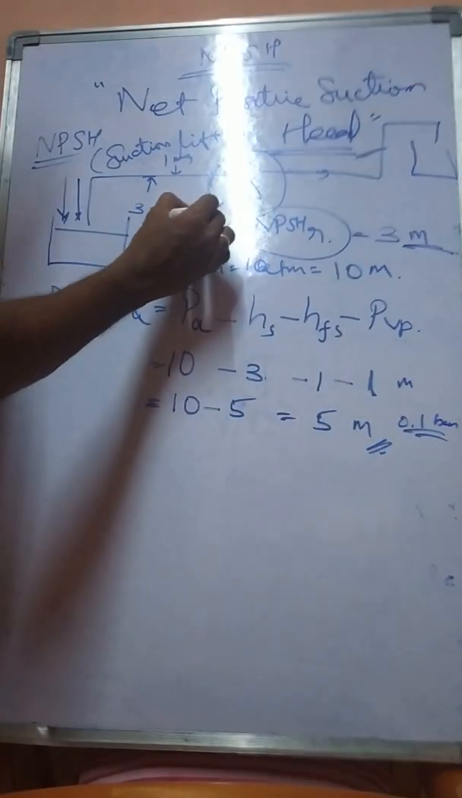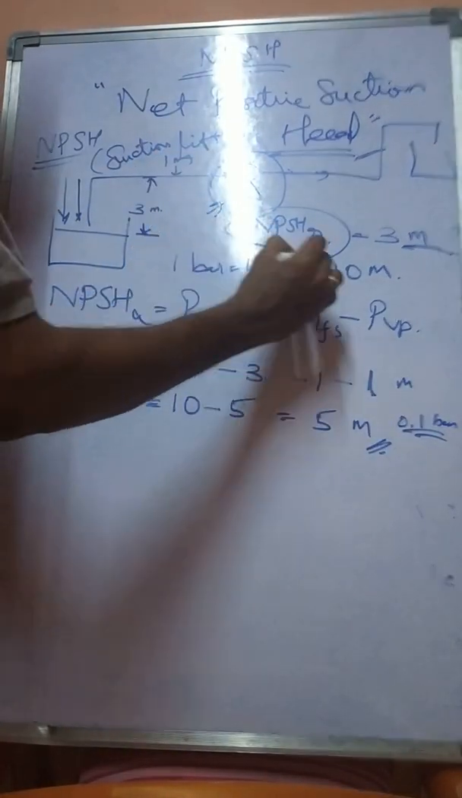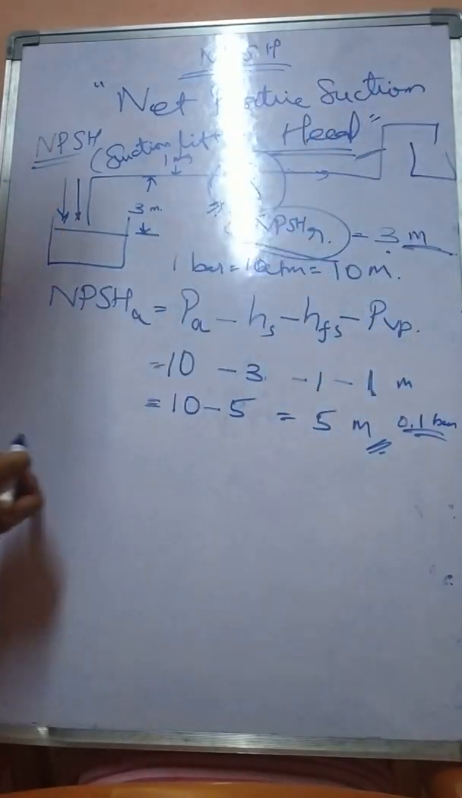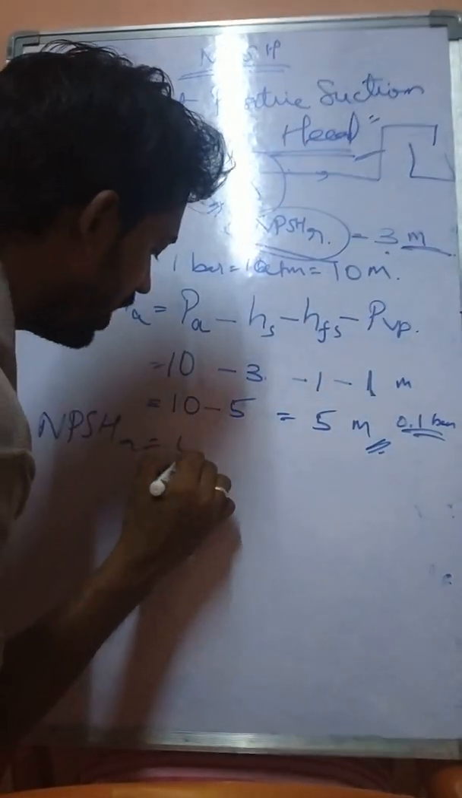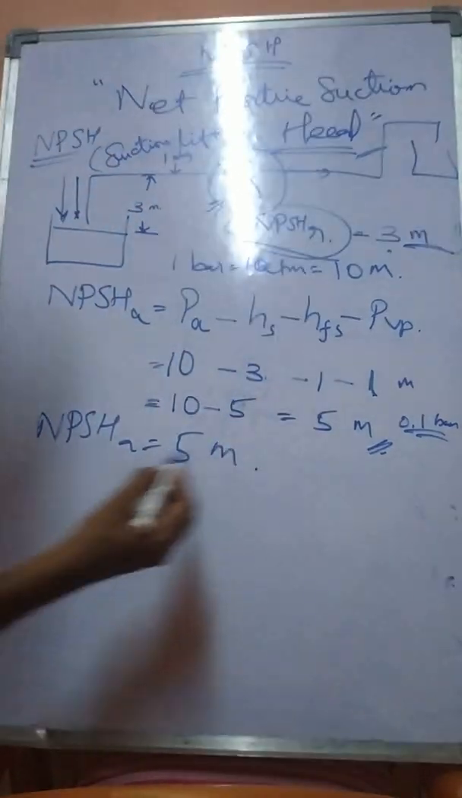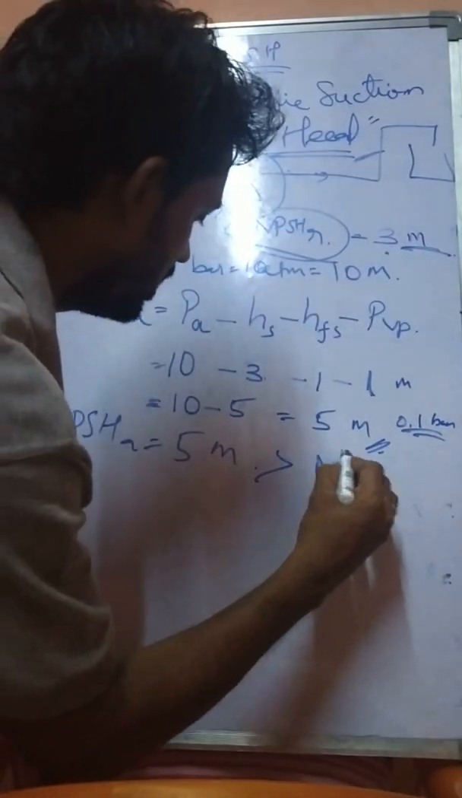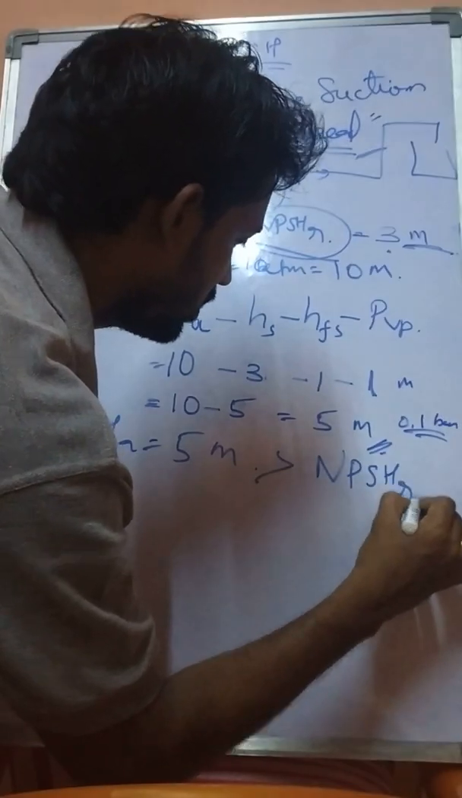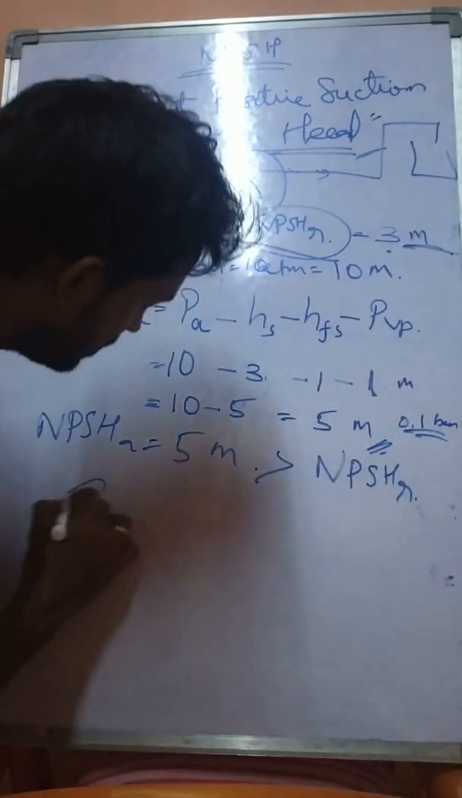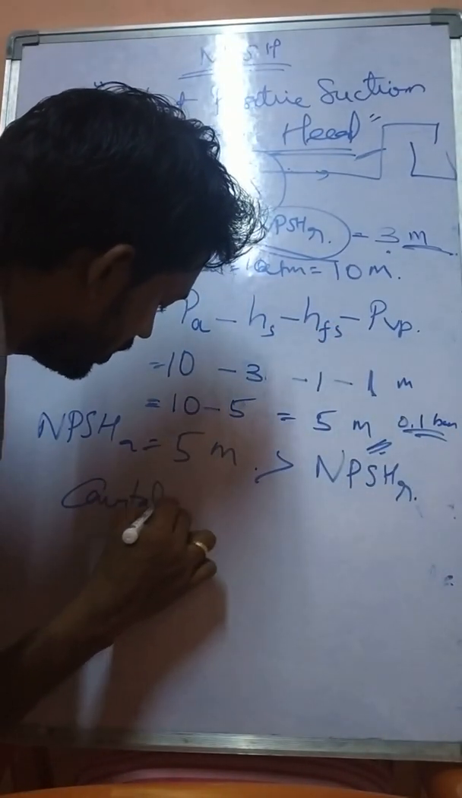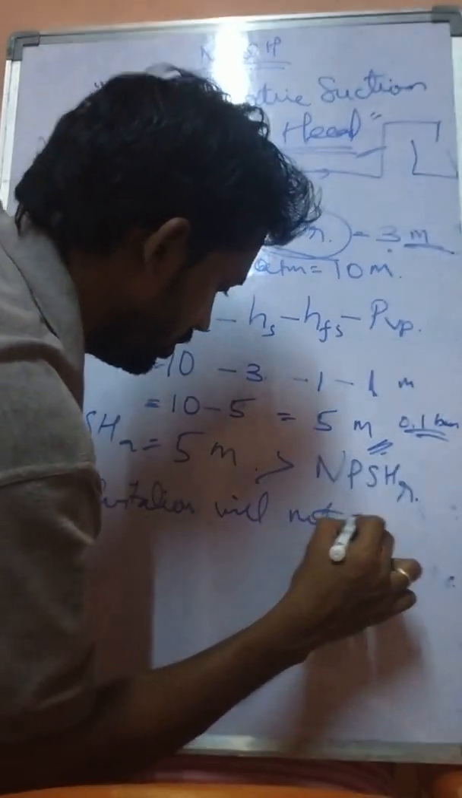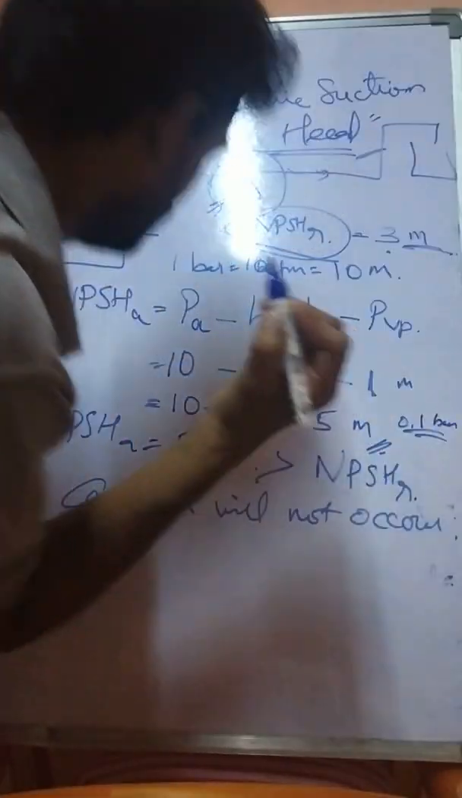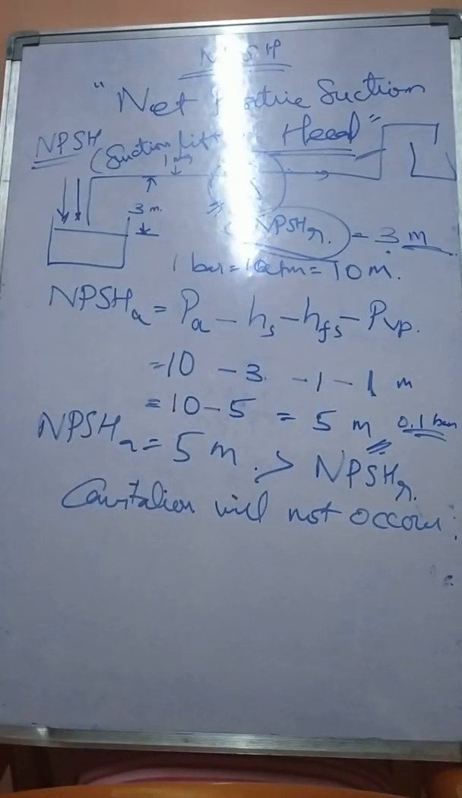So as per the pump requirement, the NPSH required is 3 meters, but NPSH available is 5 meters. So NPSH available is greater than NPSH R, so the cavitation will not occur. Okay, so this is the case.